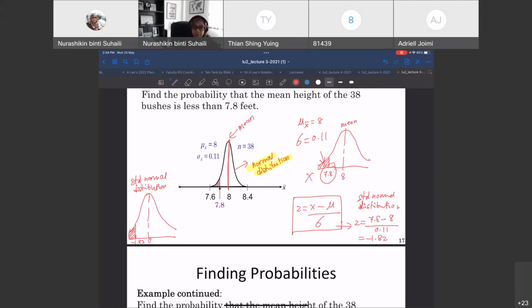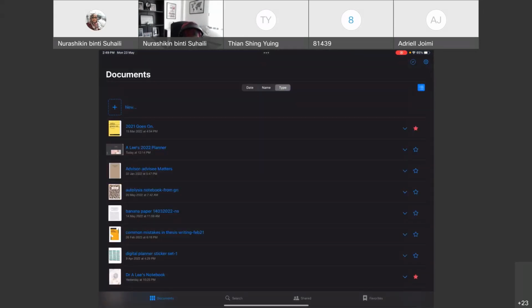So we apply the symmetry rules. It means that the area here is the same as the area on the right side, on the tail area, referring to the positive value of 1.82, right? So actually we have to look for this area, and how to find that area? So we go back to the Z table.